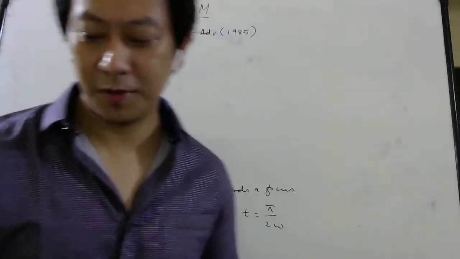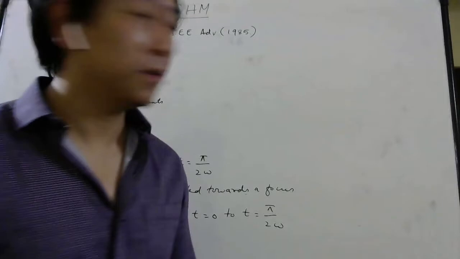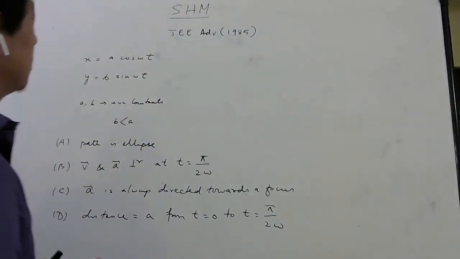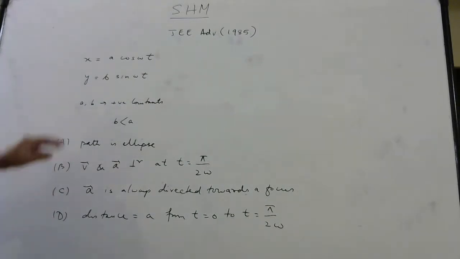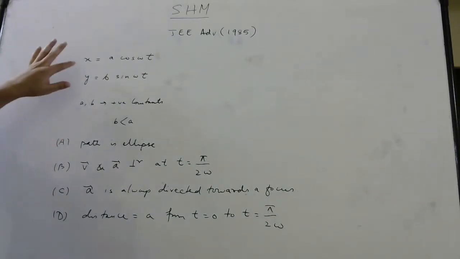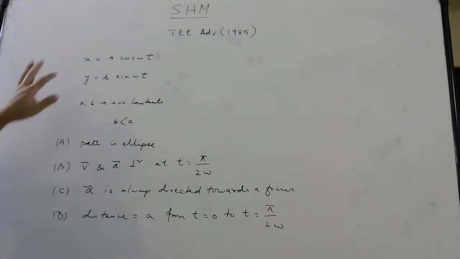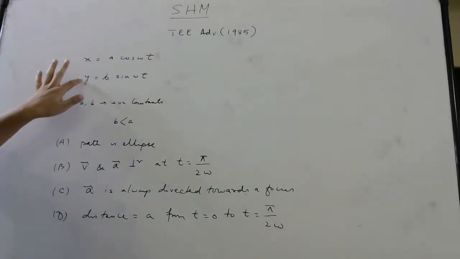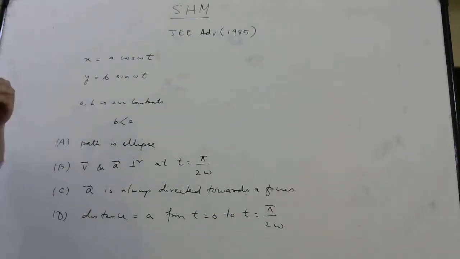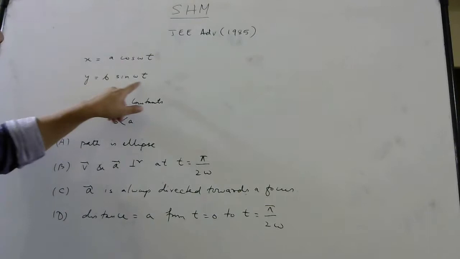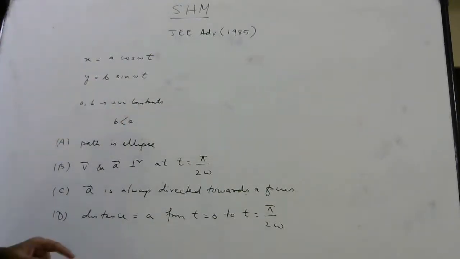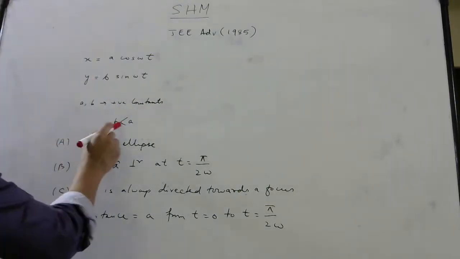Hi students, so let us now solve another problem based on simple harmonic motion. This is a previous year's JEE Advanced question. They are saying the coordinates of a particle, x and y, have a functional dependence on time given by a cos omega t and b sin omega t. So this a and b are not the same; b is less than a.